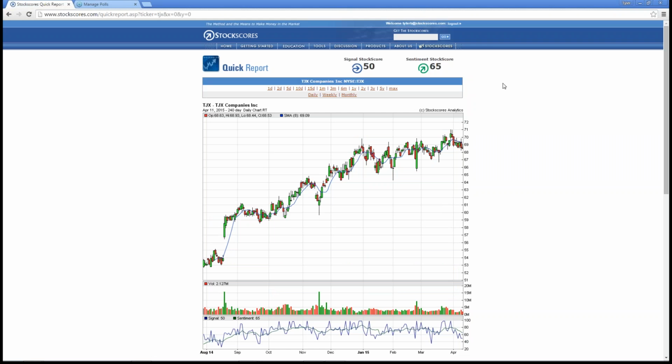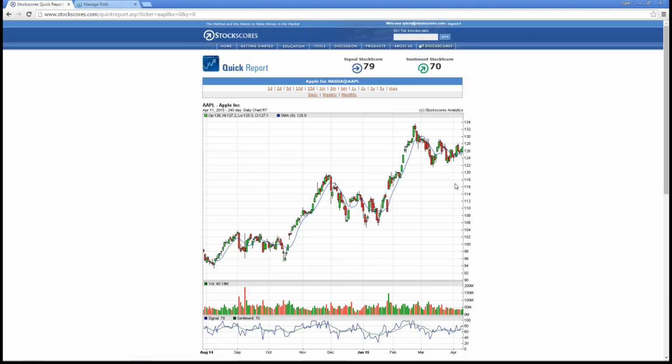Okay, let's go back to stock scores and pull up some more. Someone's asking me about Apple. So the inflection point low on Apple right now, the last inflection point, is just a little above 122. So a close below that would be an exit signal.